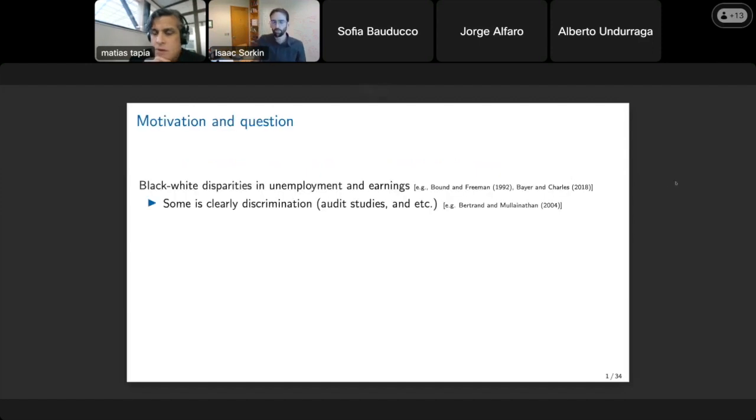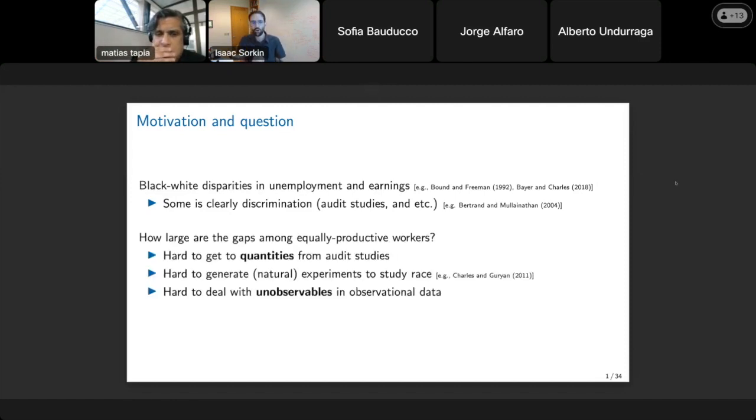So the broad motivation for this paper is that there are large black-white disparities in both unemployment and in earnings. Some of this is clearly discrimination. If you look at audit studies, it lets you reject the null of equal treatment. A question that I think remains open, though, is how large are gaps in both unemployment and earnings among equally productive workers? Audit studies are great in that they let you reject the null of equal treatment. Basically, audit studies tell you about differences in callback rates. It's very difficult to translate differences in callback rates into differences in employment and earnings. It takes a lot of assumptions.